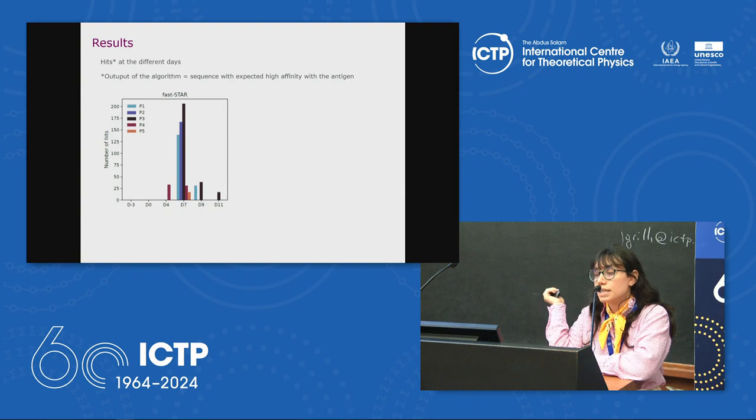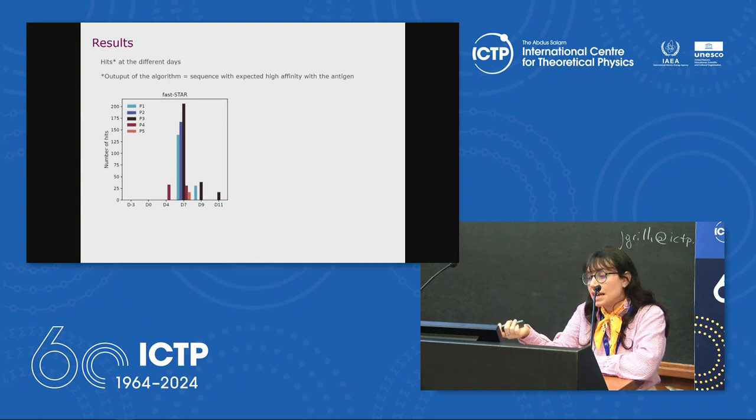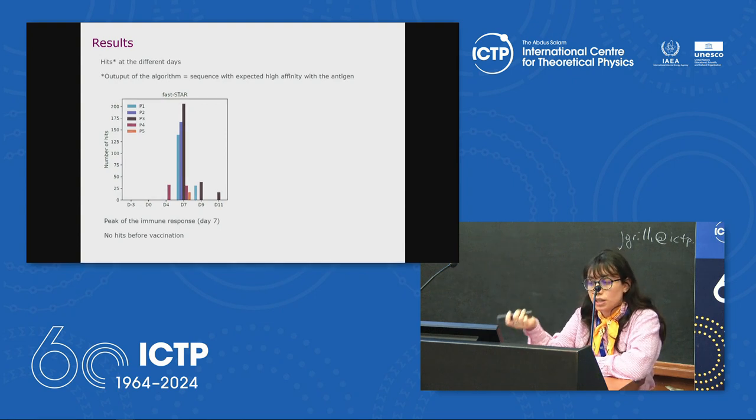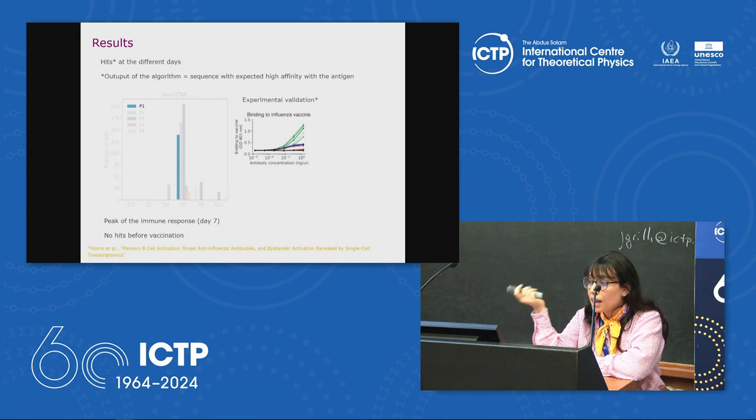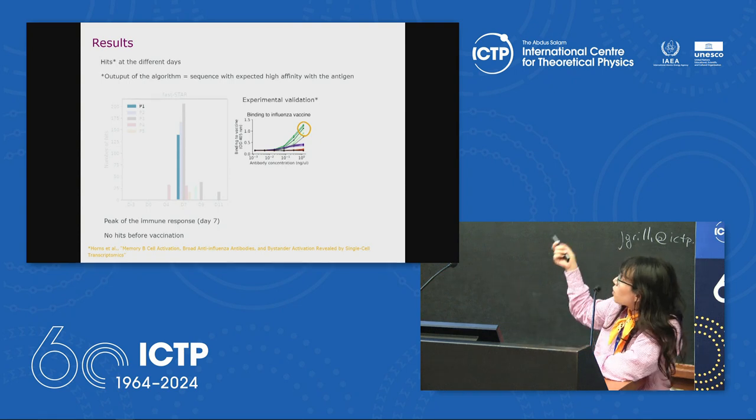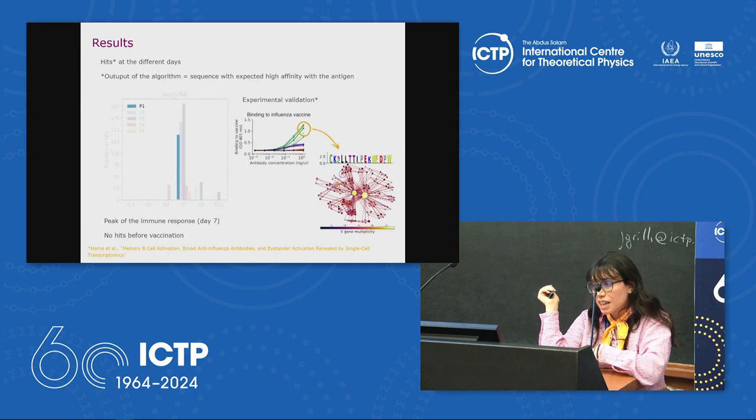So we can look at some results. If we apply the pipeline to the different days, what we can see is that there are no hits or no sequences detected at the day before vaccination. And this is very good. In particular, we can focus on just the first patient, because the hits of the first patient were tested experimentally. And they turned out to be the ones with the highest affinity to the flu vaccine within the set of antibodies tested in this experiment. They correspond to the points in green there that have the highest affinity to the vaccine.